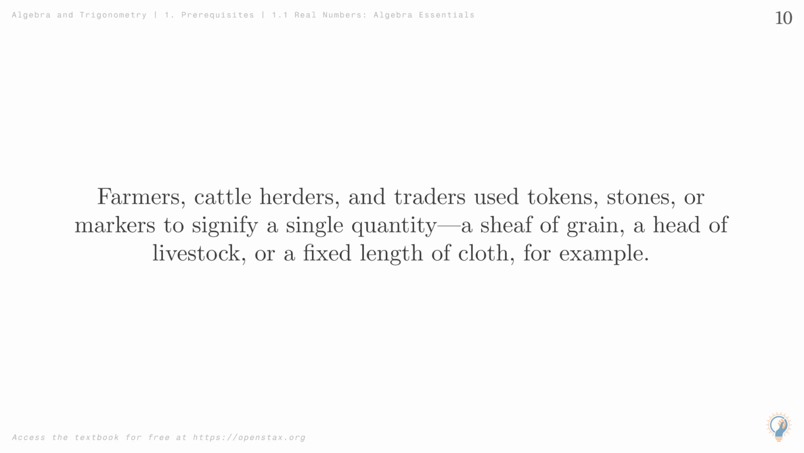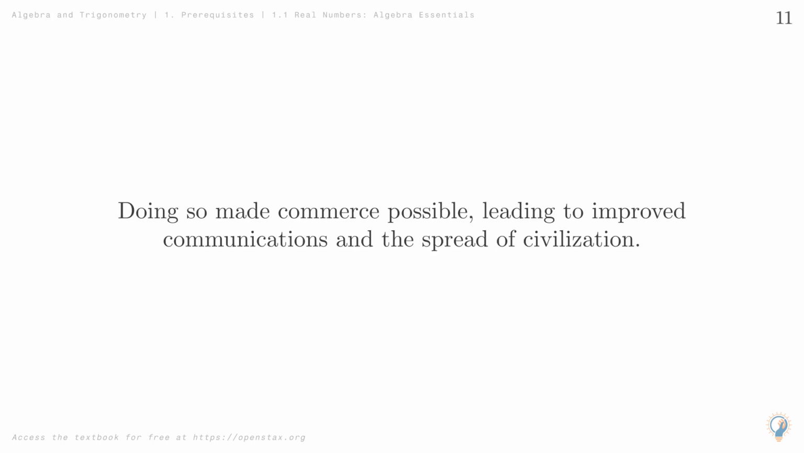Farmers, cattle herders, and traders used tokens, stones, or markers to signify a single quantity: a sheaf of grain, a head of livestock, or a fixed length of cloth, for example. Doing so made commerce possible, leading to improved communications and the spread of civilization.